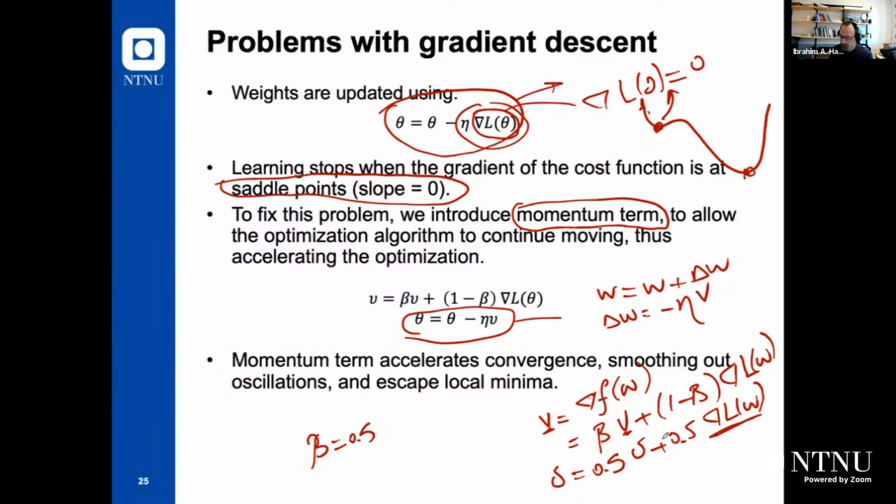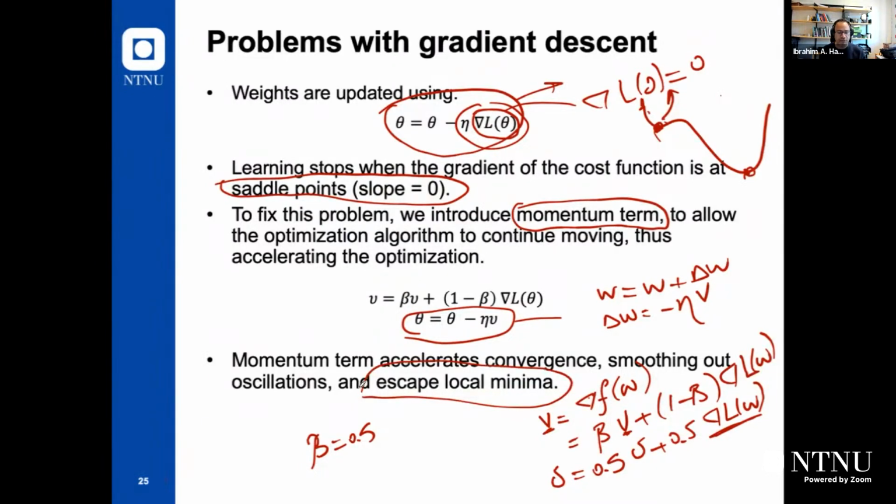We call this the momentum term, because we need to keep momentum. When we reach that saddle point, we don't need to stop at that point. I need to try to escape from that place, so I use part of my last speed to push myself out of that place. The momentum term accelerates convergence, smooths out oscillations, and escapes local minima. This is very, very important. If you are using the momentum term in your algorithm, chances are very good that you will not be stuck in those local minima.